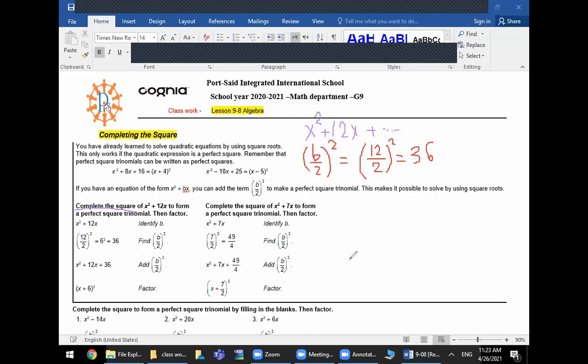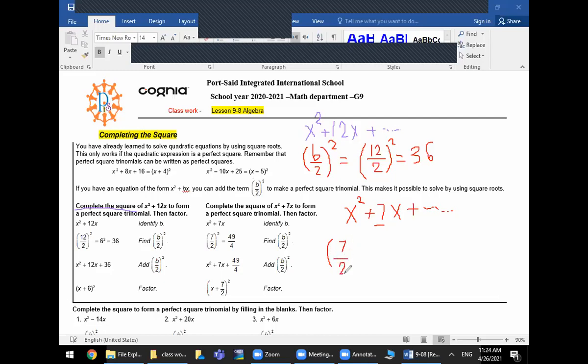Let me give you another example. x to the power of 2 plus 7x plus how many? Is there anyone who can help me find the answer? Yes, Noor. How will we find the answer, Noor? 7x over 2. We will not use x, Noor. We will use only the number before x, which is 7. So it will be 7 over 2.